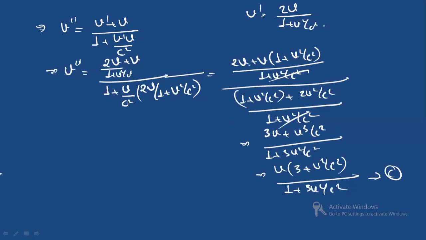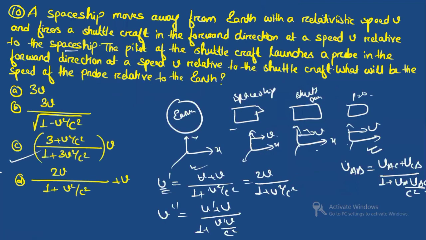In the other way also you can do it. You can just write relative to what is given and relative to what you have to find, because the probe with respect to the Earth is what you have to find, right? Here you are having the velocity.